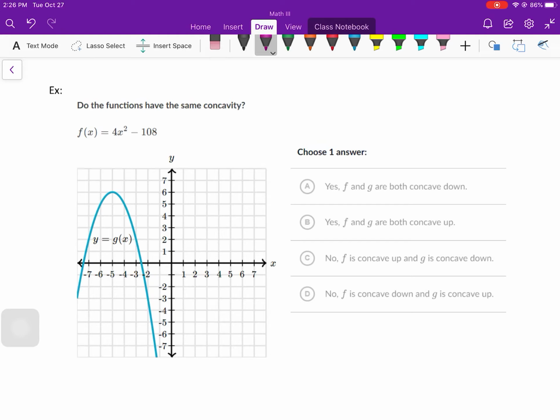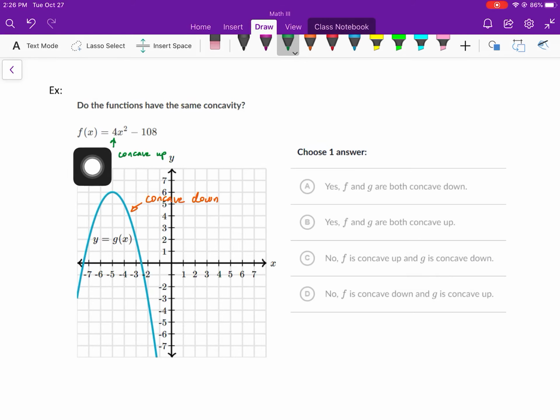What about concavity? Well, concavity has to do with the number in front of x squared. So this graph here, this is called concave down. It's a sad face. But if we look here, it's a positive. So this one's concave up. So they don't have the same concavity. No, they don't. F is concave up and G is concave down.